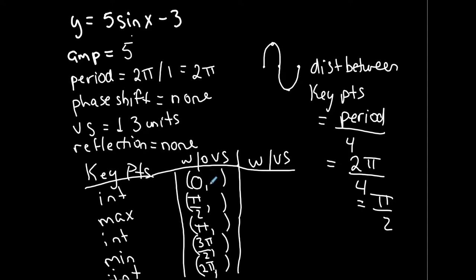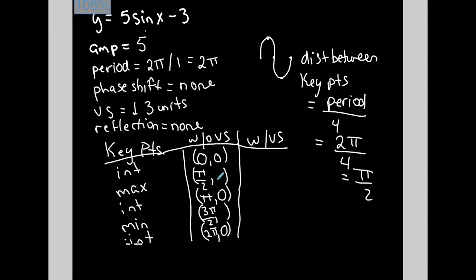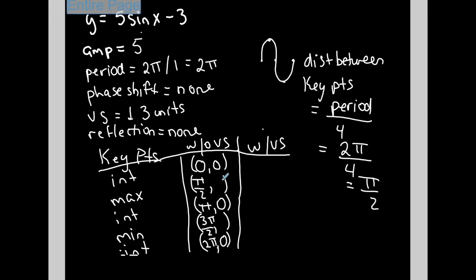All the intercepts without a vertical shift will be at 0, basically on the x-axis. The maximum y-coordinate will occur where the amplitude is, at 5, so positive 5. The minimum will occur at the negative version of the amplitude, so in this case, negative 5. Now again, this is without the vertical shift.